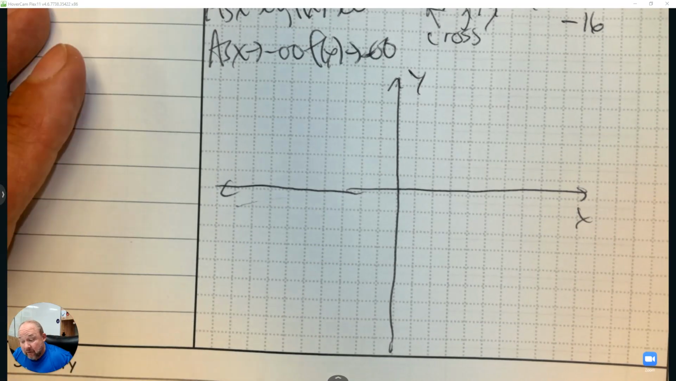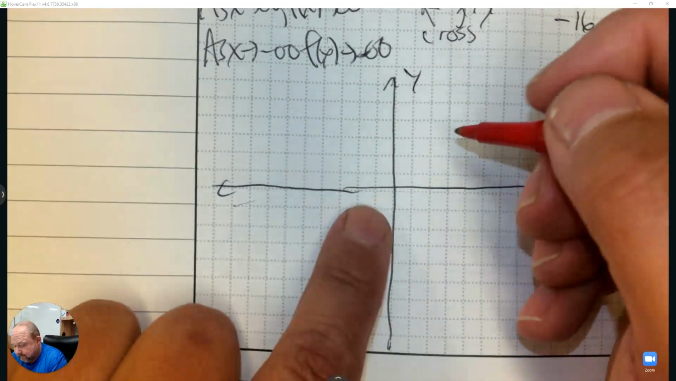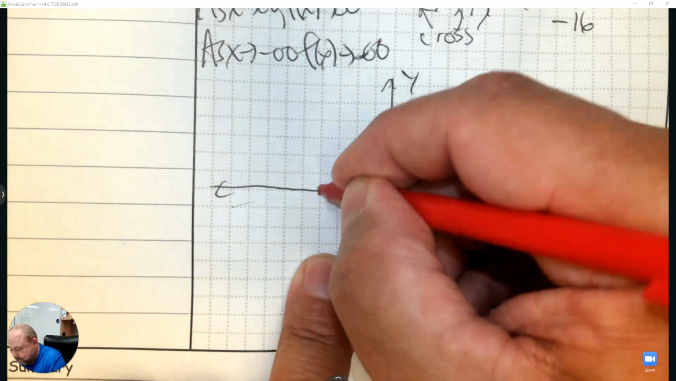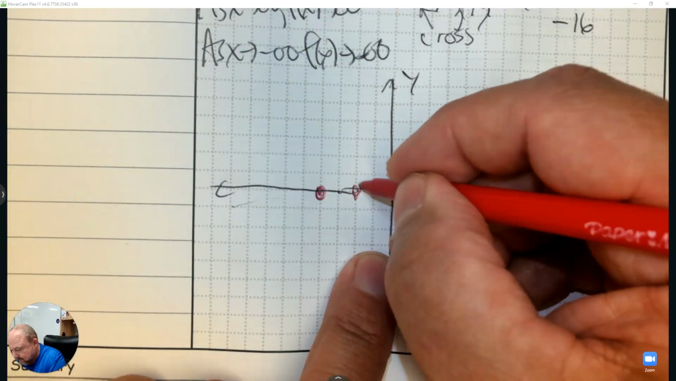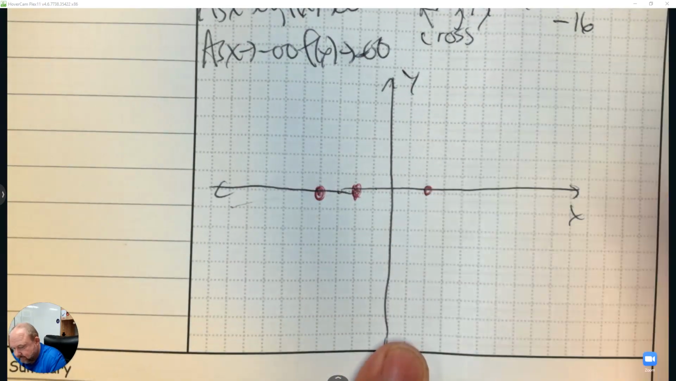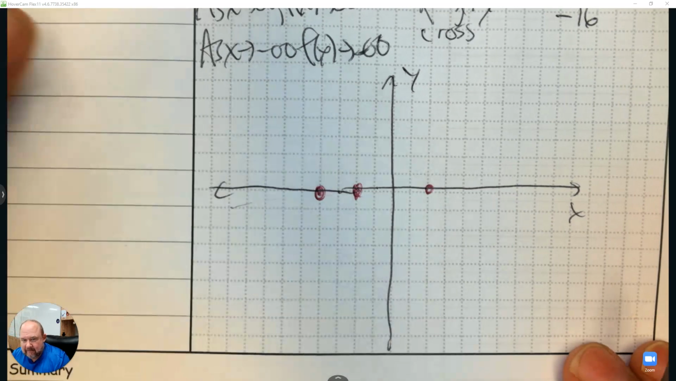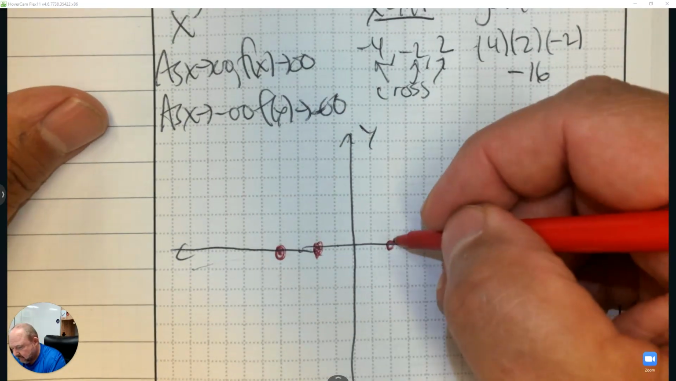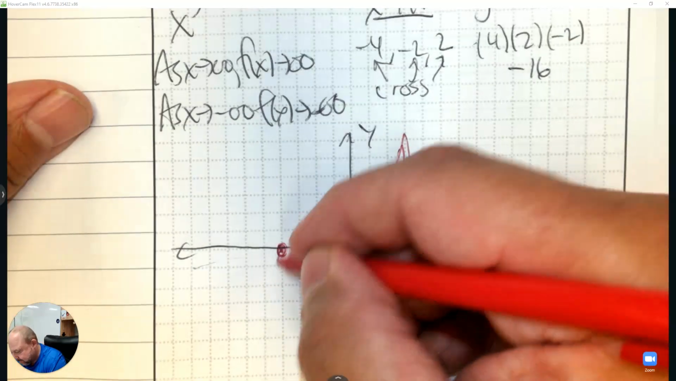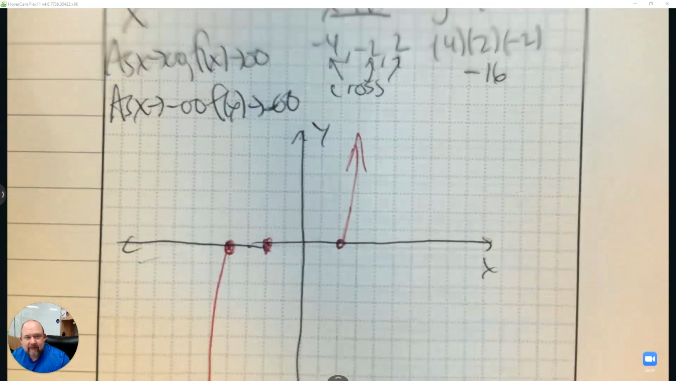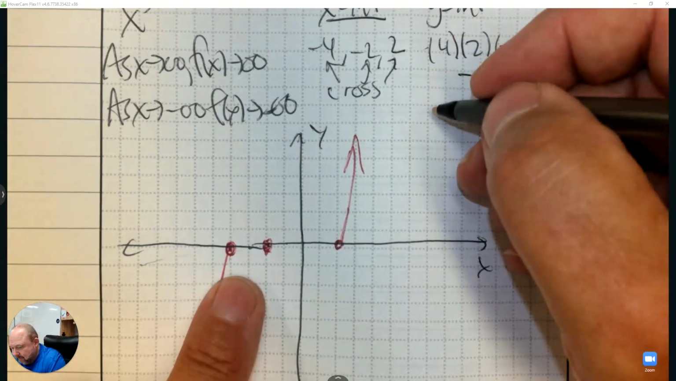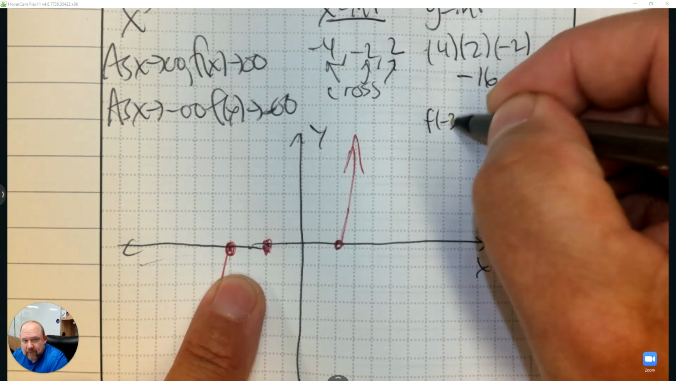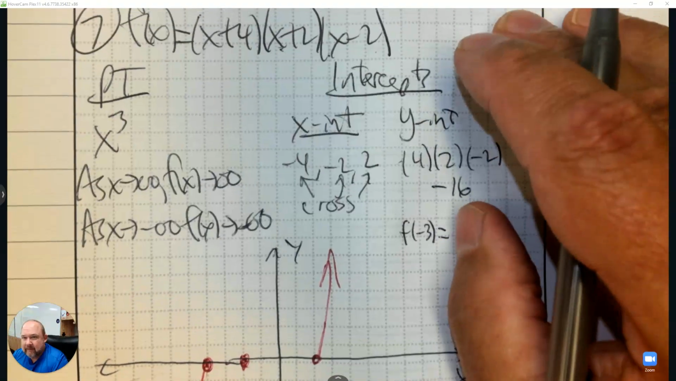Here's what I mean. So the x are at -4, -2, and 2. I'm going to count by, well, let me find what the numbers are first. Then I'll change the scale. So this is going up to the right, down to the left. So I need to plug in -3 to see what the turning point is there at -3.